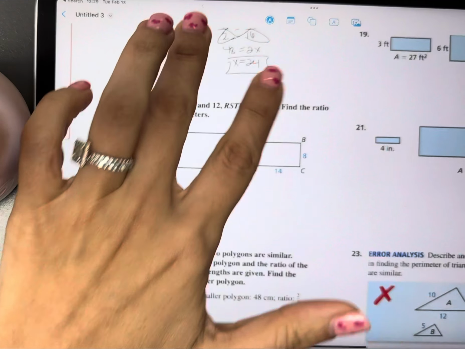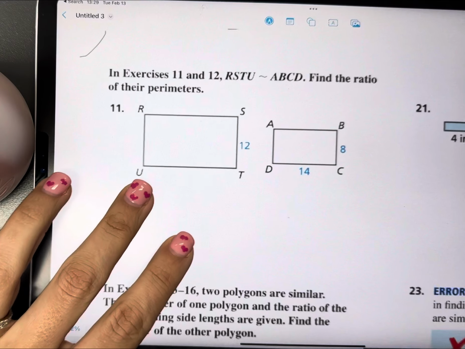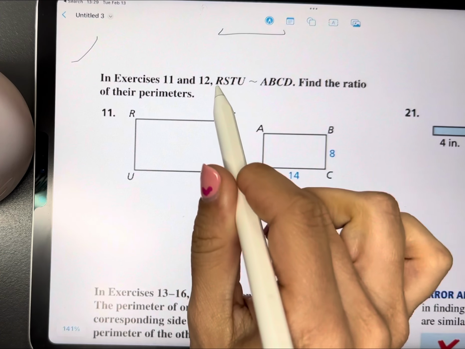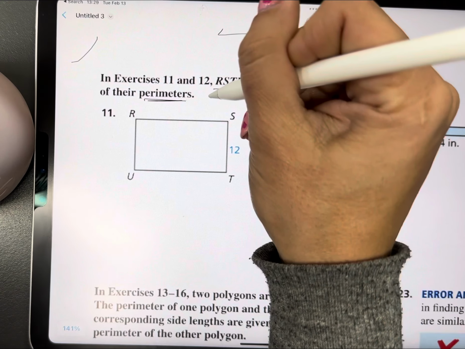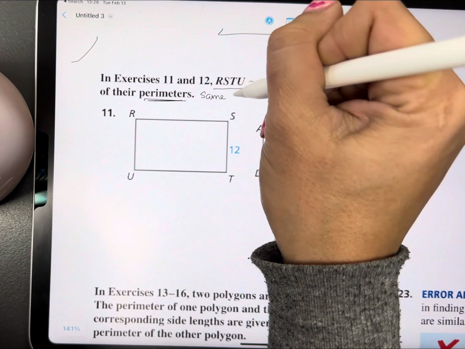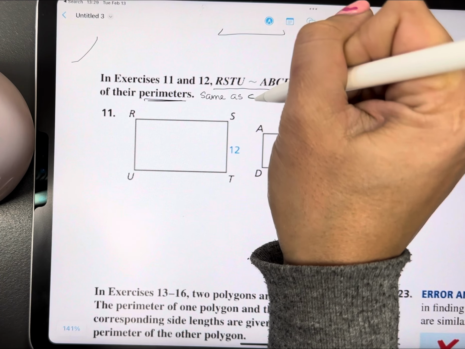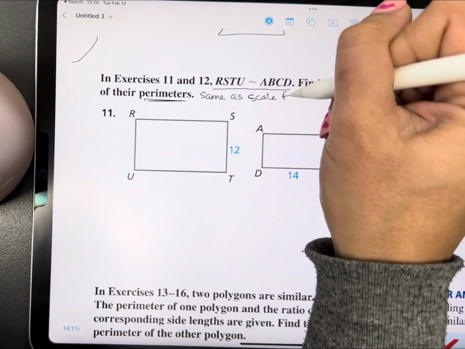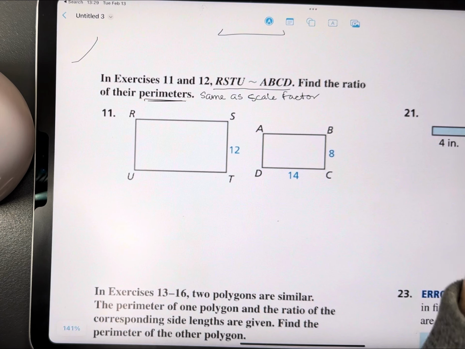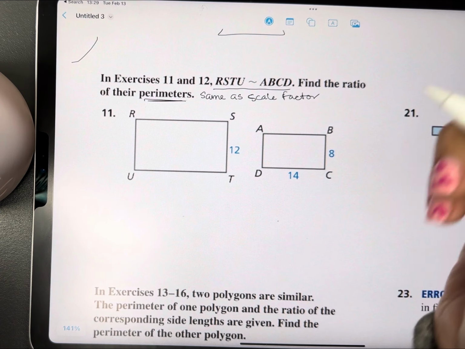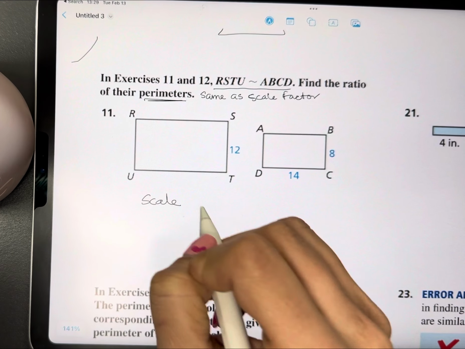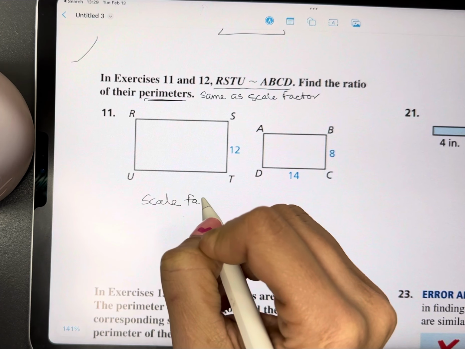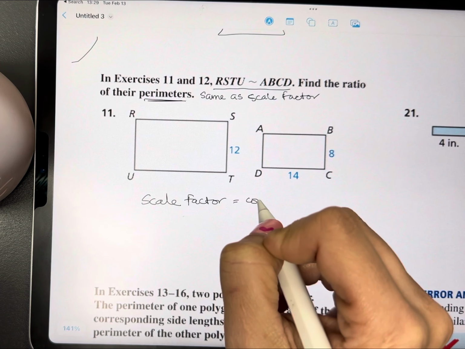Okay, now they give me some similar polygons and they want the ratio of perimeters. Well, ratio of perimeters is the same as the scale factor. So I can just find the scale factor. I need a scale factor, I need a complete ratio. Is my complete ratio.